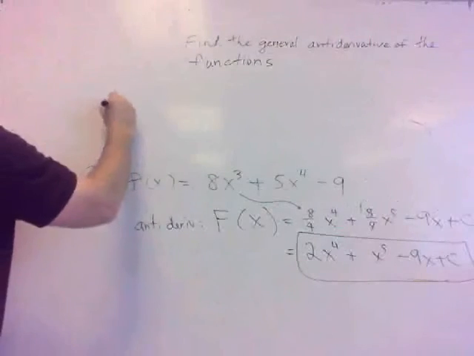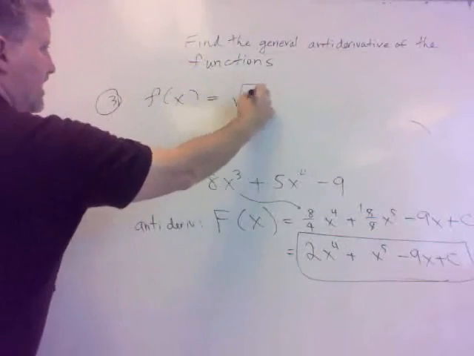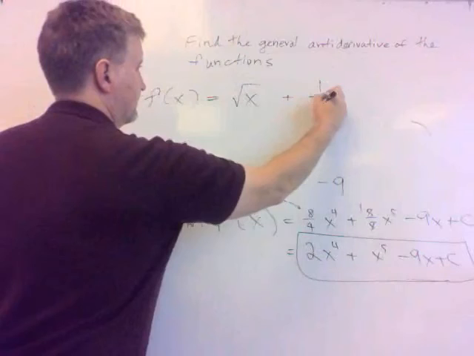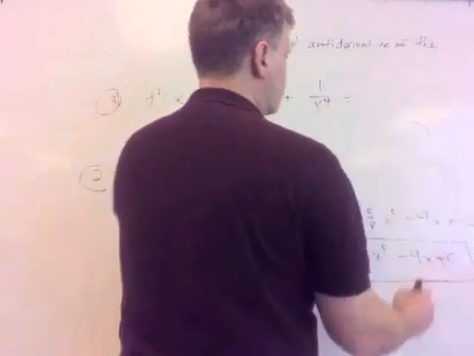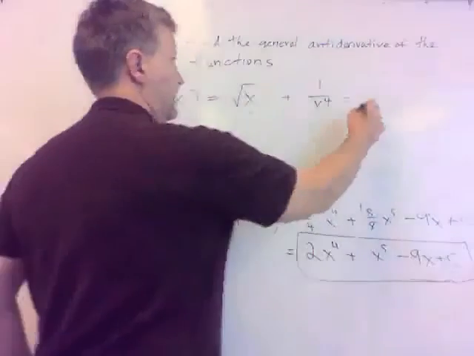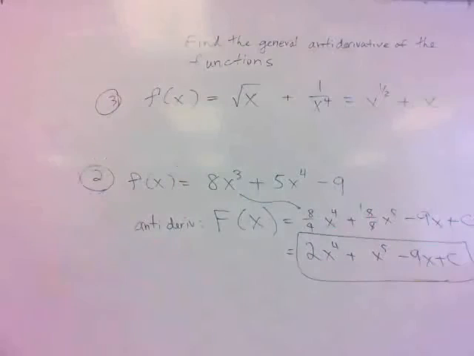Another one here, number 3. What if I had function was square root of x plus 1 over x to the fourth. What would I do with that? Probably a good idea to rewrite these as x to powers. What would be the power of x there? Square root, the x to the 1/2. And then even here, write that instead of 1 over x to the fourth, write it how? X to the -4.